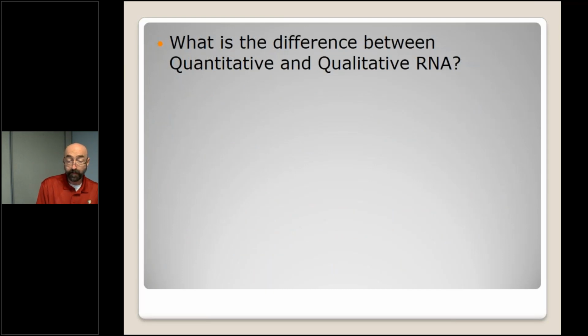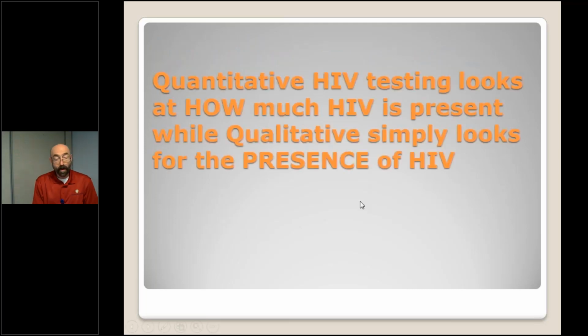Who wants to tell me the difference between qualitative and quantitative RNA? It's basically what it sounds like. Quantitative tells us how much HIV is in the sample that was sent to the lab, and qualitative simply looks for the presence of HIV in that sample. So it becomes that tiebreaker test when we have disparate test results in the previous screening test algorithm.